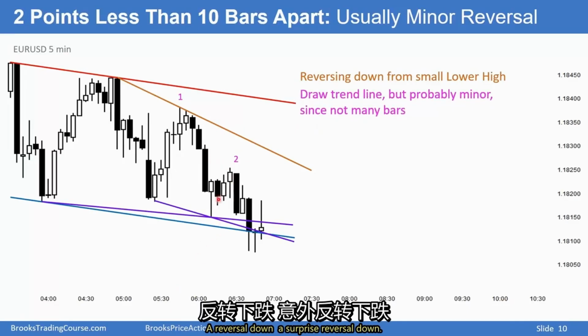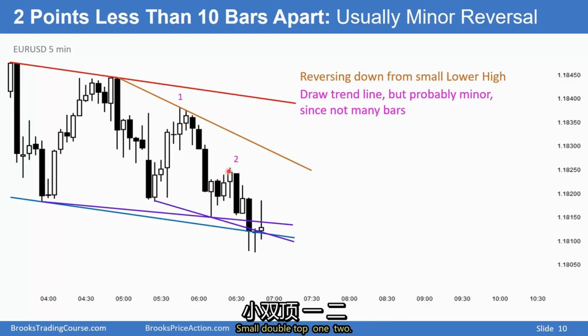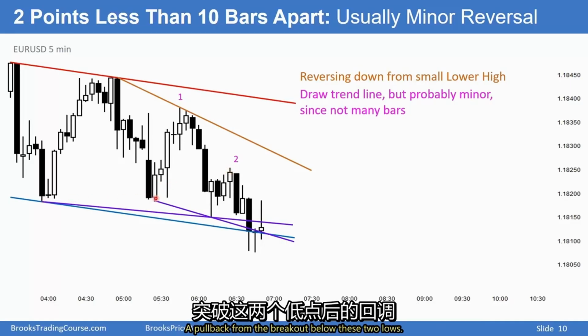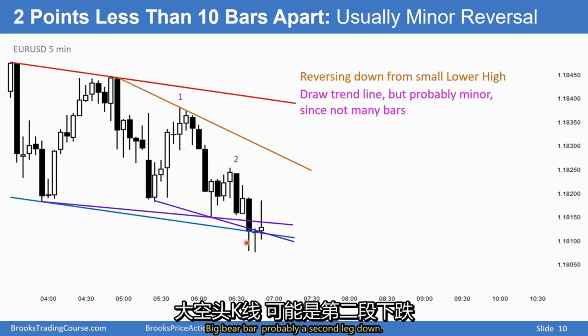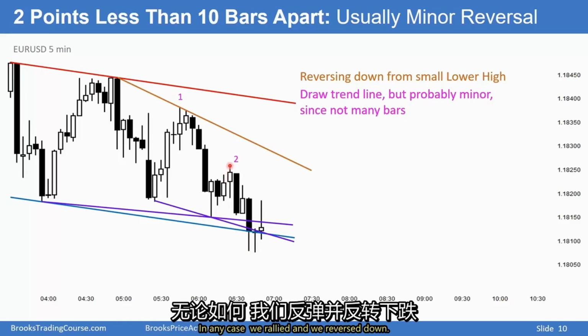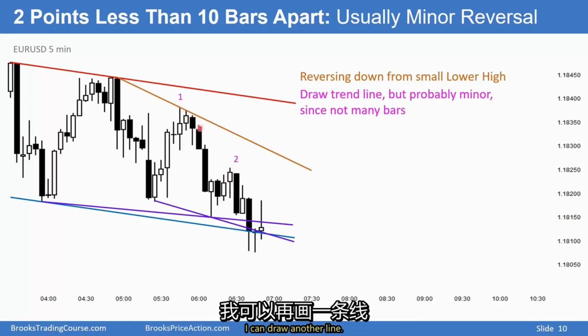A reversal down, a surprise reversal down, small double top, 1, 2, double top bear flag, or low 2 bear flag on a smaller time frame. A pullback from the breakout below these 2 lows. Big bear bar, probably a second leg down. This could be the extent of the second leg down. In any case, we rallied and we reversed down. I can draw another line.